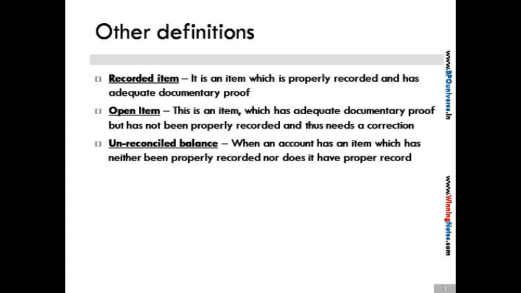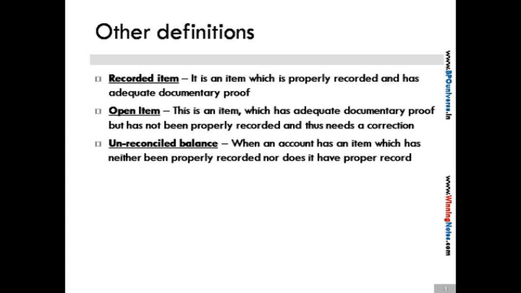In case an item has adequate documentary proof but for some reason has not been properly recorded and therefore needs a correction, we call that item an open item. It is open because there is some action which has to be taken with respect to that item to ensure its correctness. An unreconciled balance is an account in which we do not know why the balance exists. So there it has an item which is neither properly recorded nor does it have any proper documentary proof.